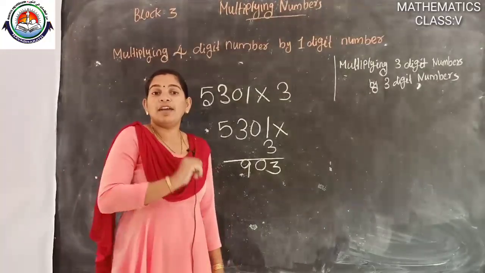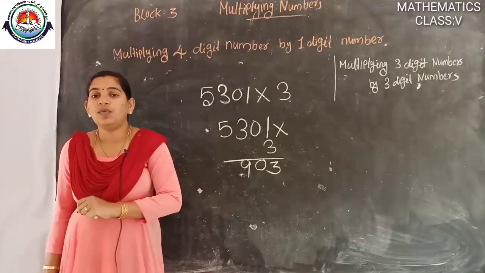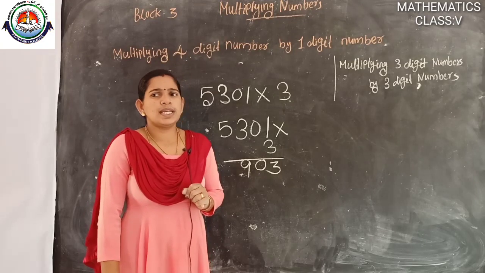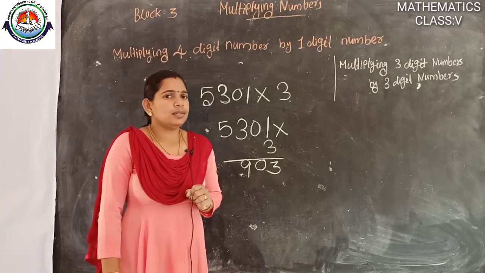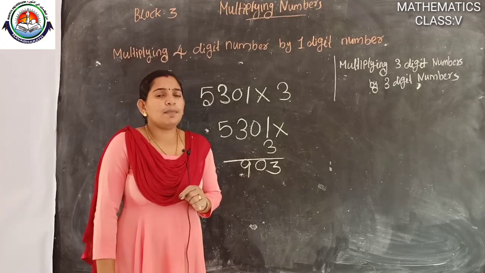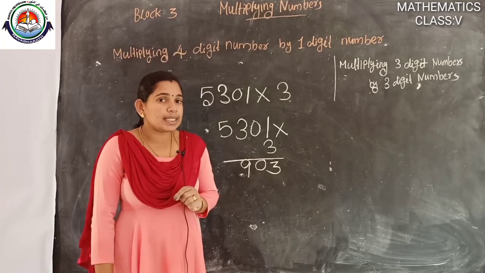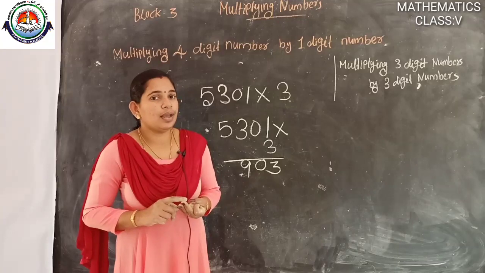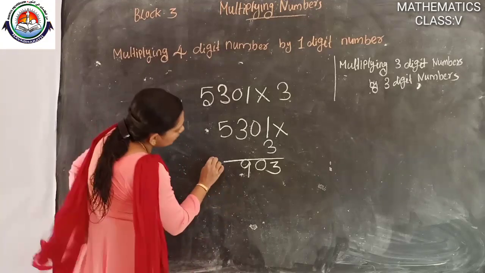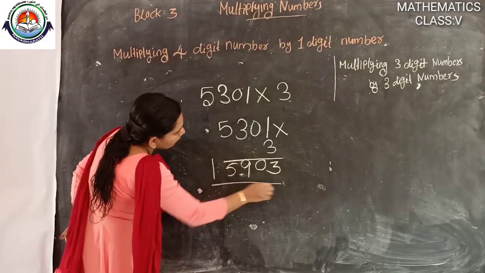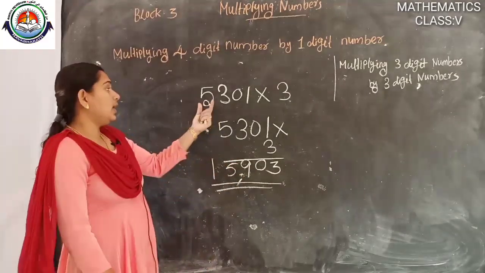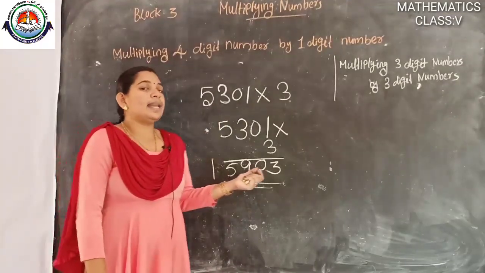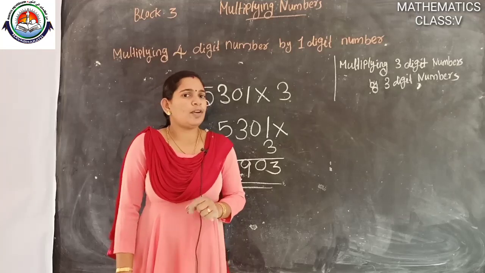Then 5 into 3. Thousands place is 5. What is the value of 5 into 3? Who says 8? Not 8. 5 plus 3 is 8. But 5 into 3 is 15. So what is the product of 5,301 and 3? 15,903.